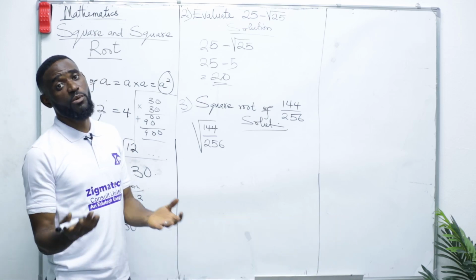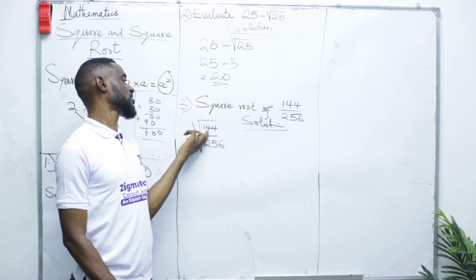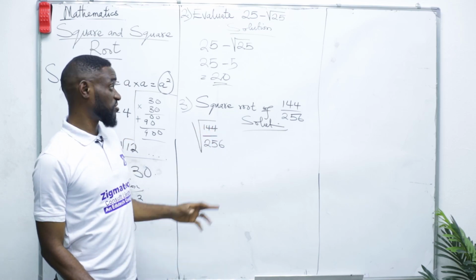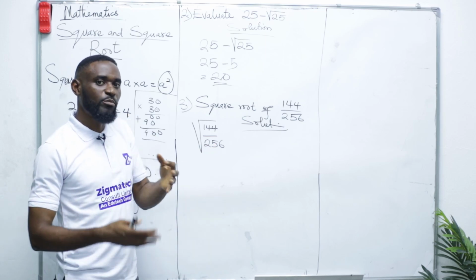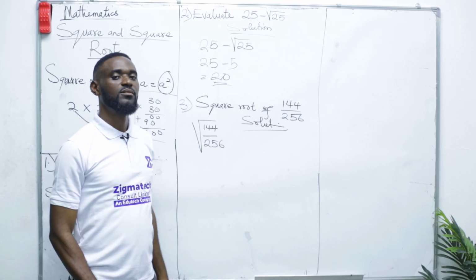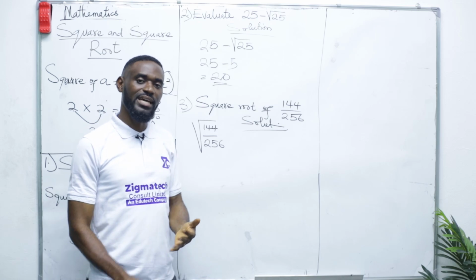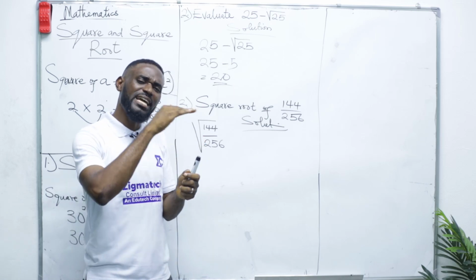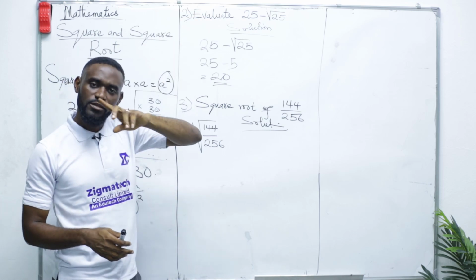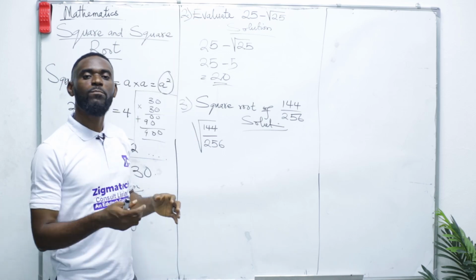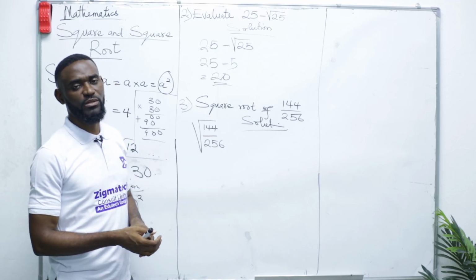Some of you may know what the square root of 144 is. Some of you may also know what this 256 is. But at this point, you see that the numbers are beginning to be complex, very large, and some of us may not know. So there is a principle in simplifying larger numbers like this to get the square root of those particular numbers given.